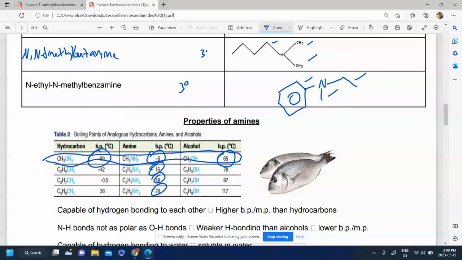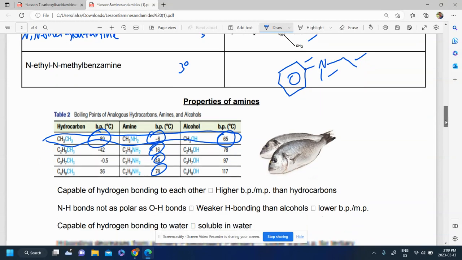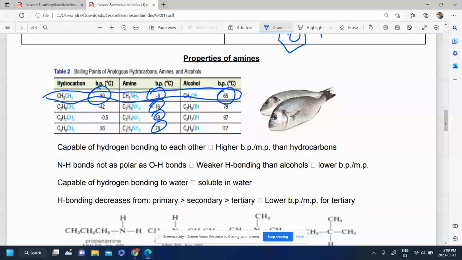And yes, amines can hydrogen bond like alcohols. That's why they have a higher boiling point than hydrocarbons. However, the NH bond is not as polar as the OH bond, so their hydrogen bonds are weaker than that of alcohols, which is why they have lower boiling points or melting points than alcohols. They are capable of hydrogen bonding to water, so they are soluble in water. Generally speaking, there's less hydrogen bonding as you go from primary, secondary, tertiary.